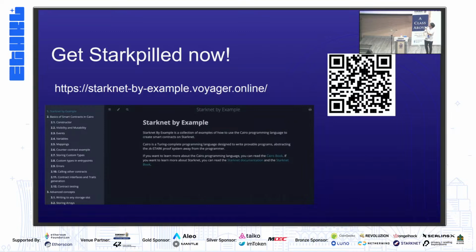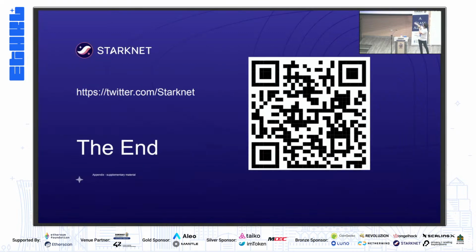So get started now. This is the QR code that I would like to share for those who want to write some contracts, want to write some constructors, want to write events. How do you use it? One of the syntax. This is the part of the page that I would recommend you go to because I use it sometimes. I forget how to declare events sometimes, you know? So you just go there and click events. So it's at starknet-by-example.voyager.online. Leave it up for a couple of seconds. And there you go.